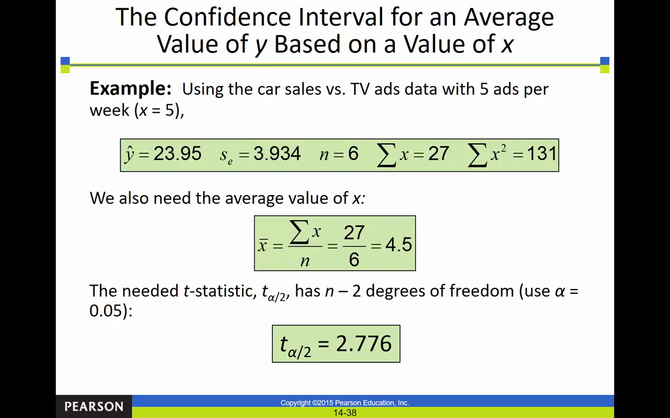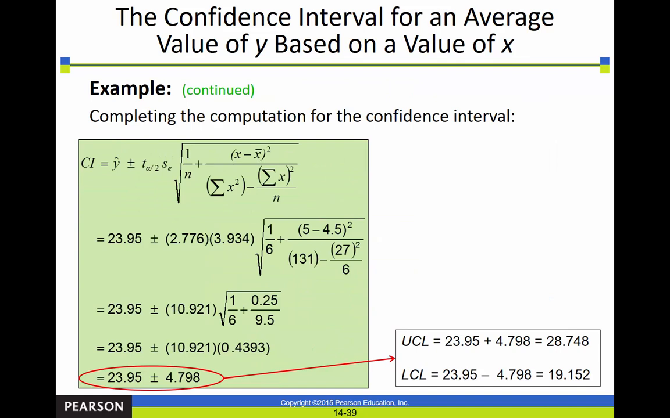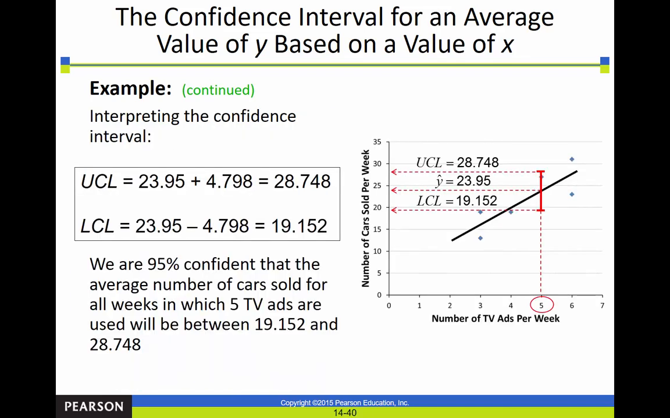So there's the example. We have all the data we need. Calculate it all out. And that gives us an upper confidence limit of 28.748 and a lower of 19.152. It's pretty doable, trust me. So what that's saying is, for example, here with 5 ads, that was our value of x that we were looking for. We believe that we're 95% confident that the number of cars we'll sell with 5 ads is somewhere between 19.15 and 28.75.